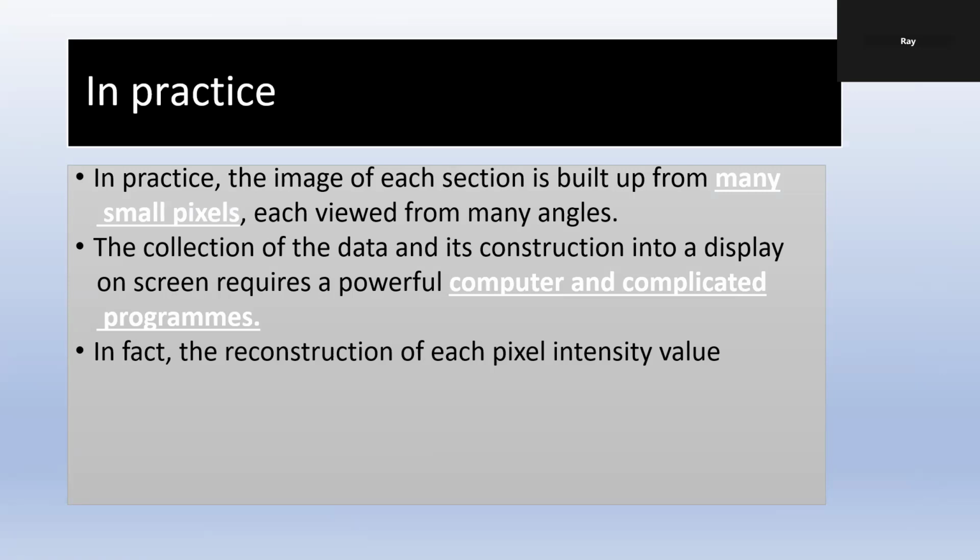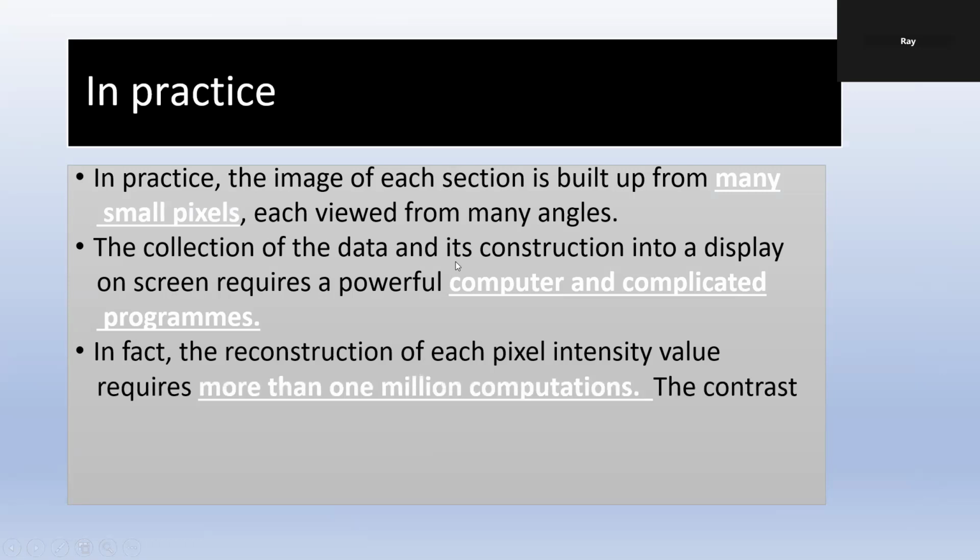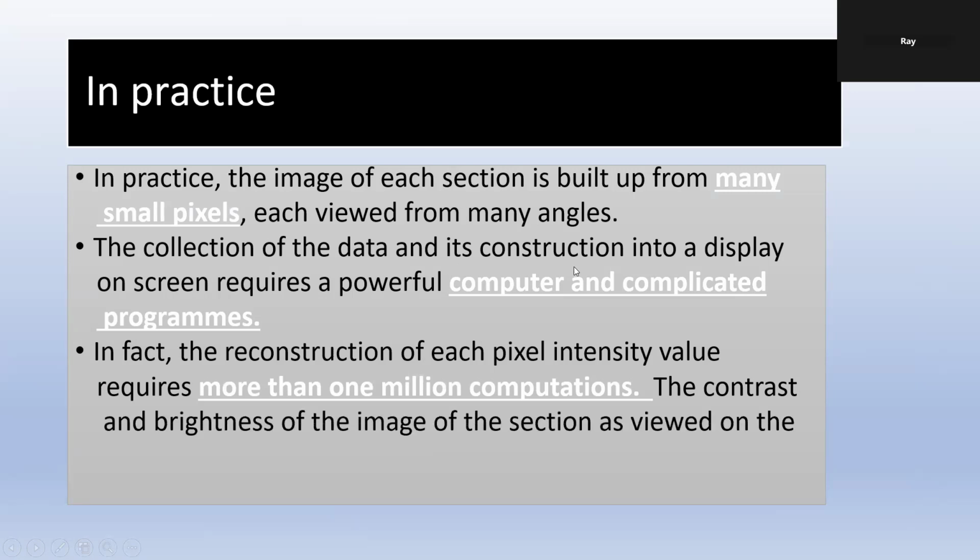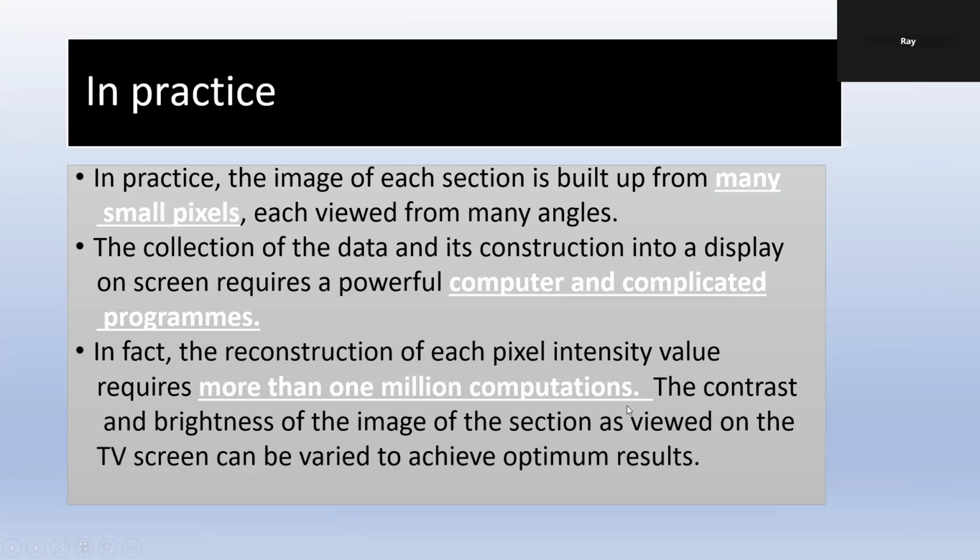How you do it with the numbering there. In fact, the reconstruction of each pixel intensity value requires more than 1 million computations. You can see that computation is required. The contrast and brightness of the image section can be viewed on the TV screen, and can be varied to achieve optimal results. Right? You have control of the contrast and brightness of the image on the computer screen.